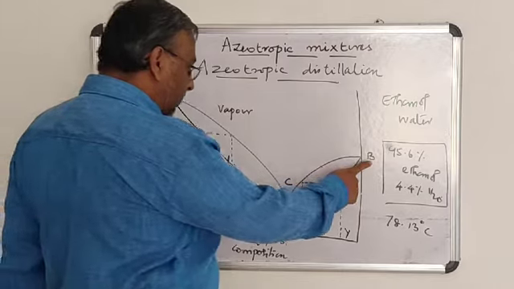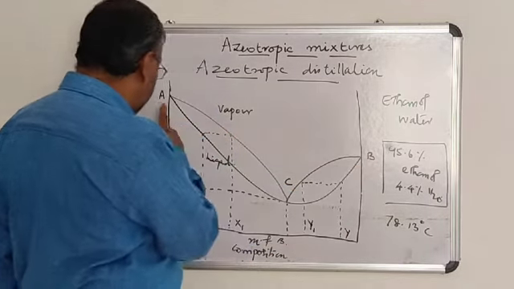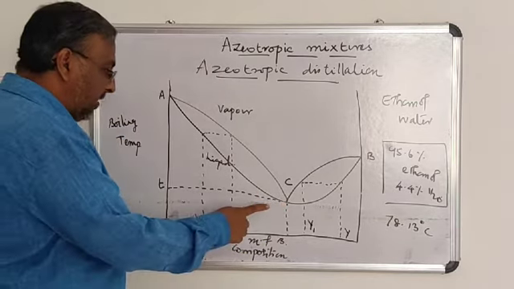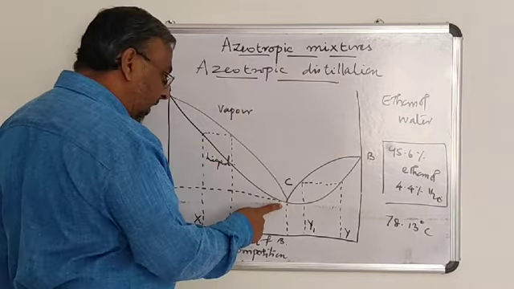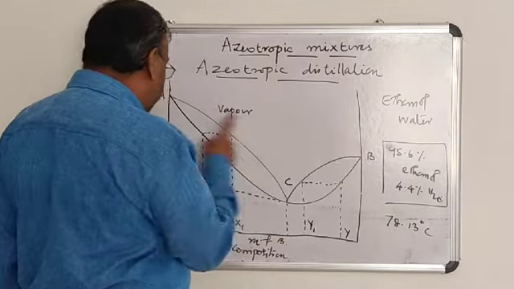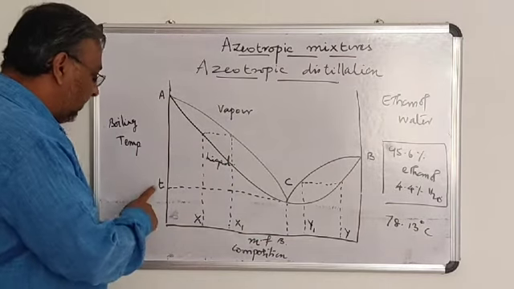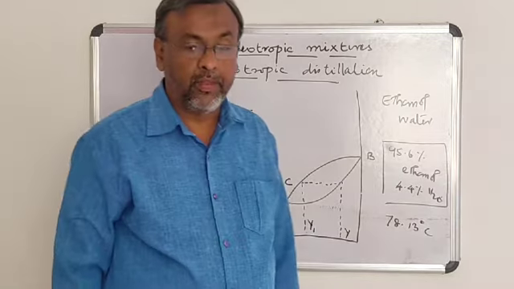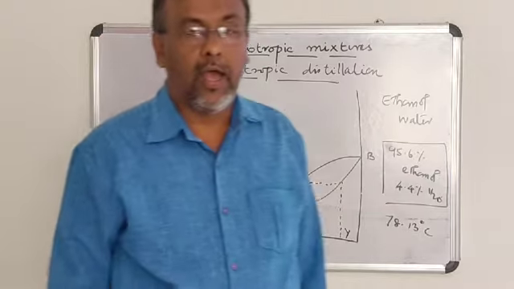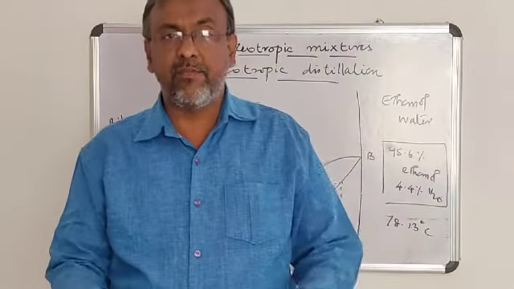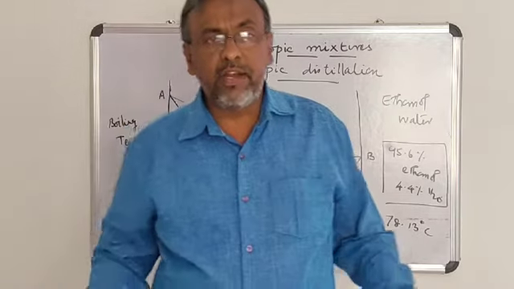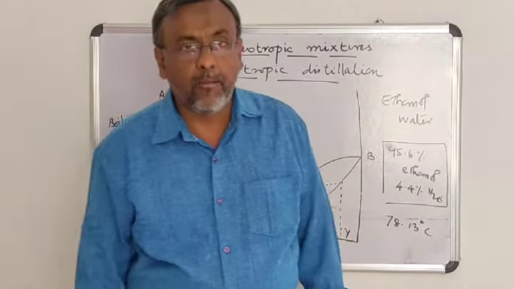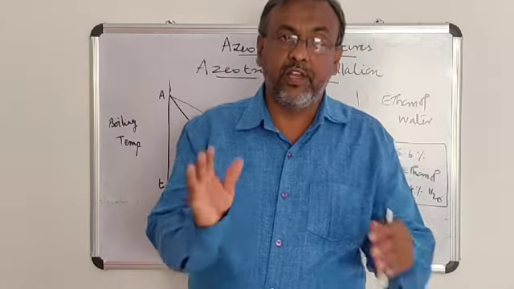B has a low boiling point compared to A, but the azeotropic mixture formed between these two liquids will have a boiling point lower than that of both B and A. So this is the temperature T at which the azeotropic mixture starts boiling. This type of mixture is called an azeotropic mixture. Different liquid pairs will form different azeotropic mixtures, with different boiling temperatures and different compositions.